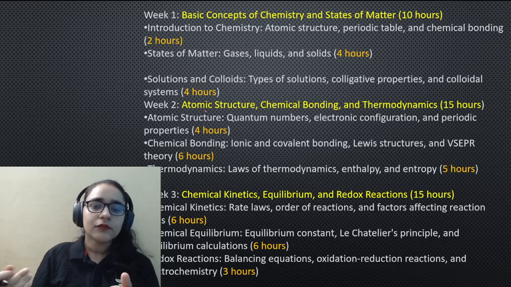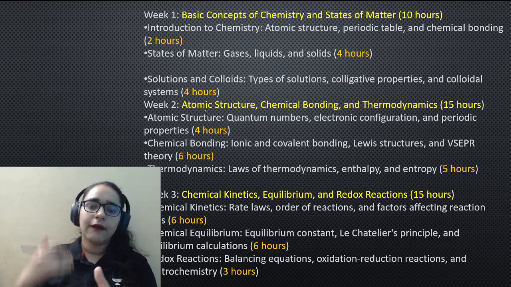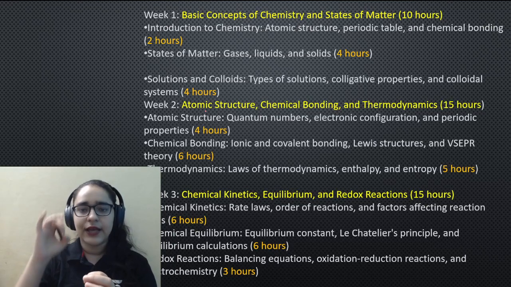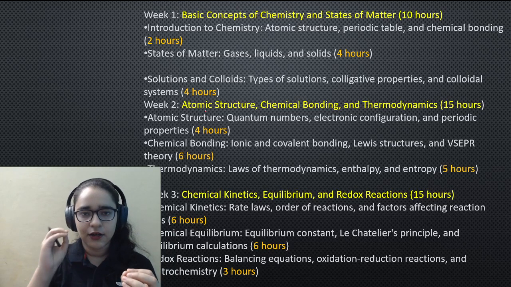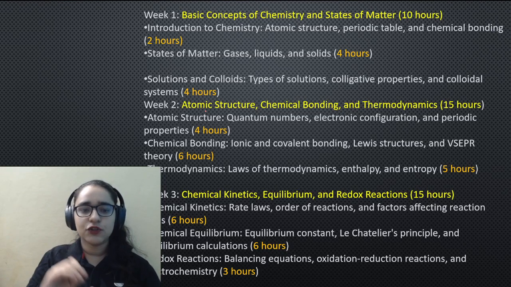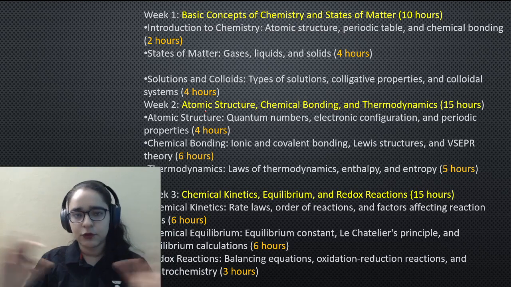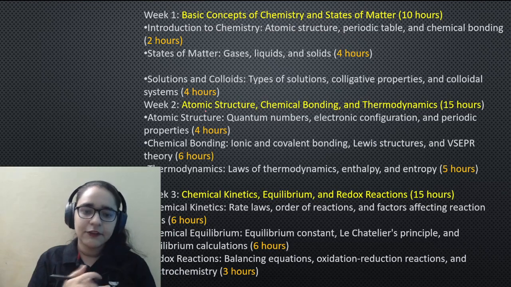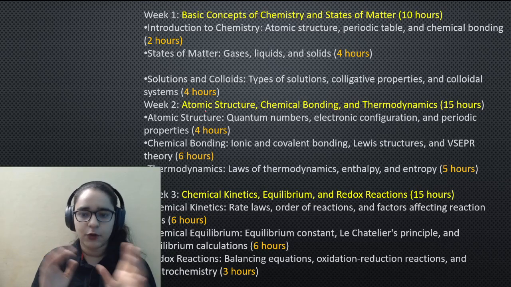Week two, since I have already introduced atomic structure introduction, I will move forward. And for week two, I have atomic structure, chemical bonding, and thermodynamics in it. So we have in this, the atomic structure would include quantum numbers, electronic configuration, periodic properties about 4 hours. 6 hours for chemical bonding and thermodynamics would be starting from the basics. We'll move further. And then week three will be chemical kinetics and equilibrium and redox reaction, about 15 hours.